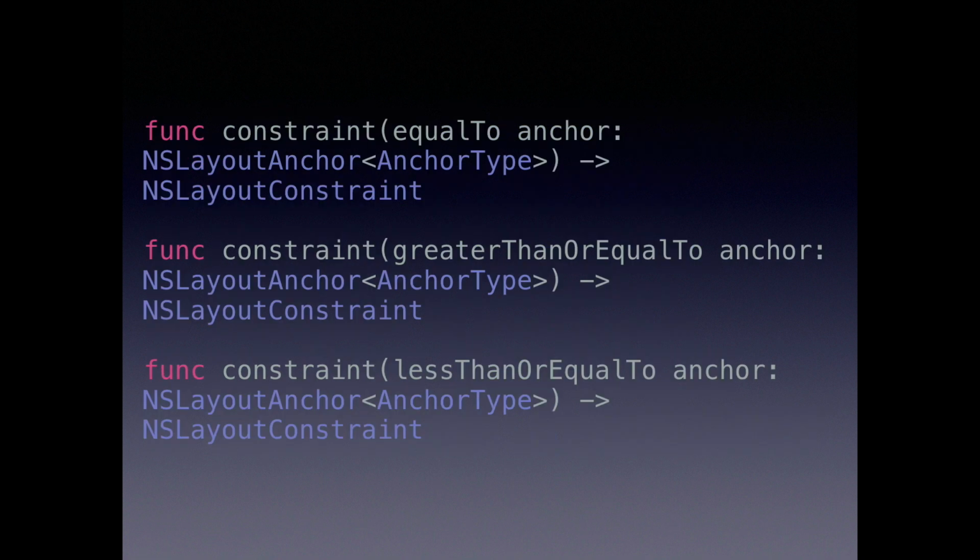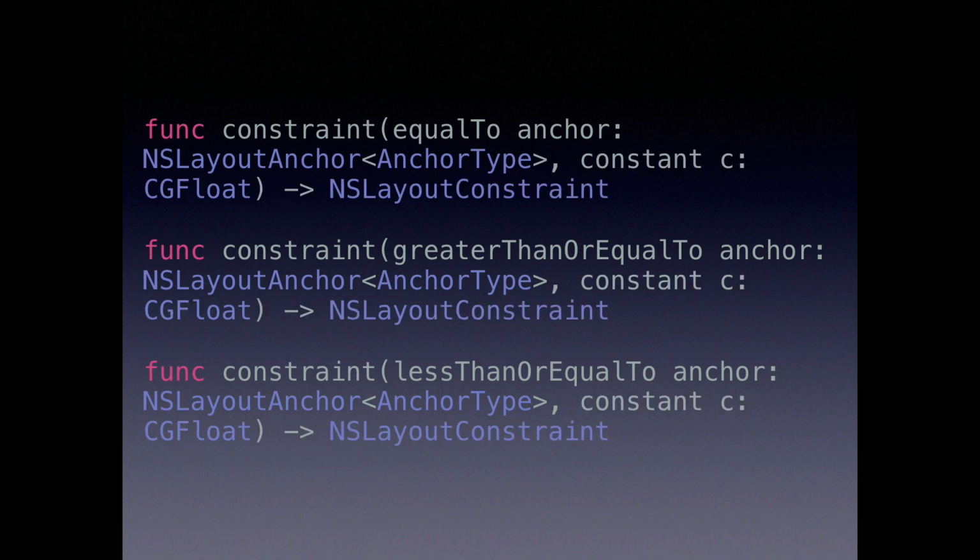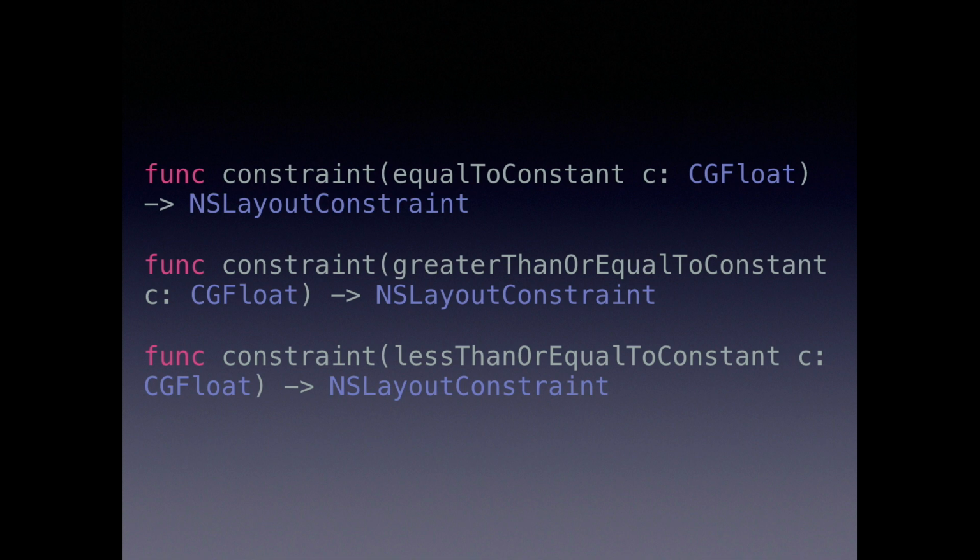And these are what some of those look like. You can create a constraint. You could create a constraint that's greater than or equal to. And we'll talk more about what those actually look like. But these are just some of the methods that you can play around with. You can still set constants, like when we did 50 points from the left to the right. And then this is for the NS layout dimensions where you can set it directly to a value.